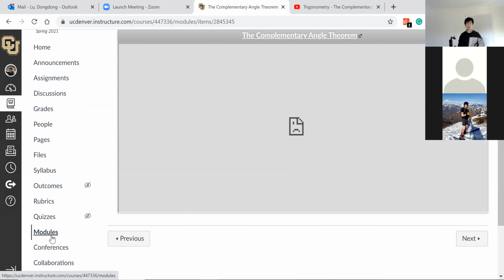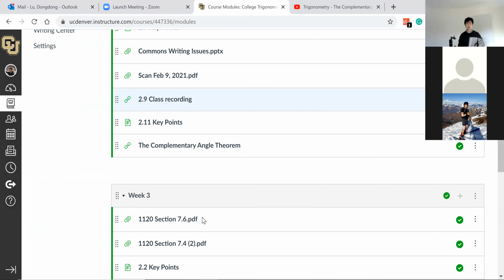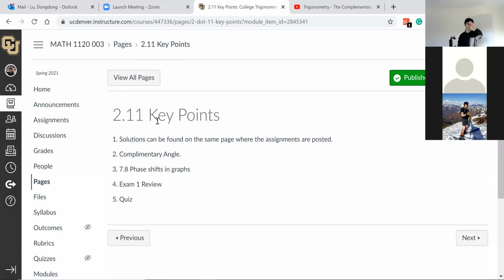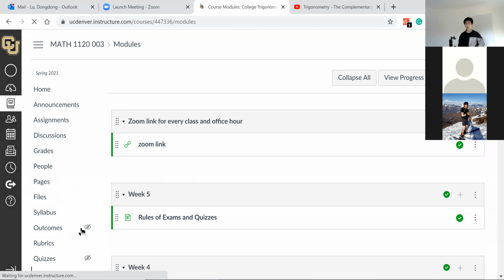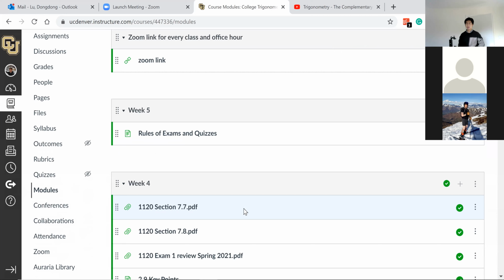So let's continue on our to-do list, key points. We are going to have the third point today, phase shifts in graphs. Phase shifts in graphs is not difficult. If you add something, you are moving left. If you subtract something, you are moving right. Just remember this sentence.